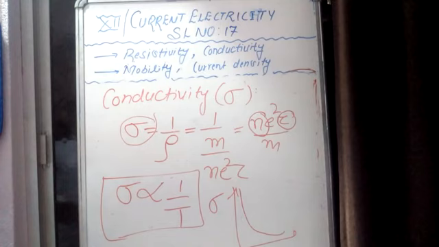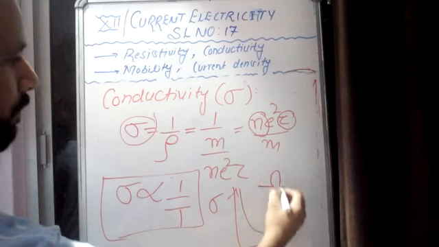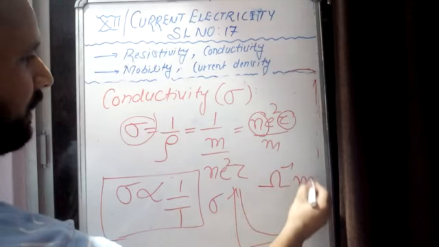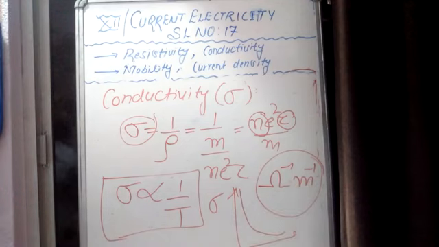Now, what will be the units of conductivity? Very simple. The unit of resistivity is ohm meter, so now it becomes ohm inverse meter inverse. Simple. Ohm inverse meter inverse. So this is a very small idea about conductivity. Hope you understand the difference between these two.